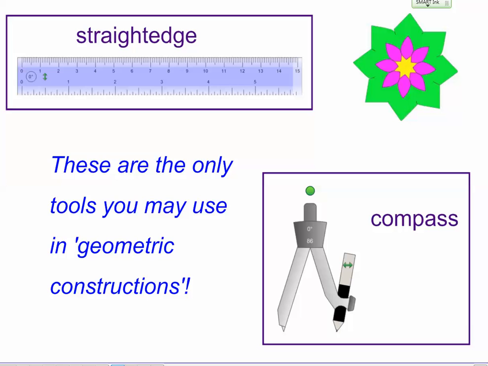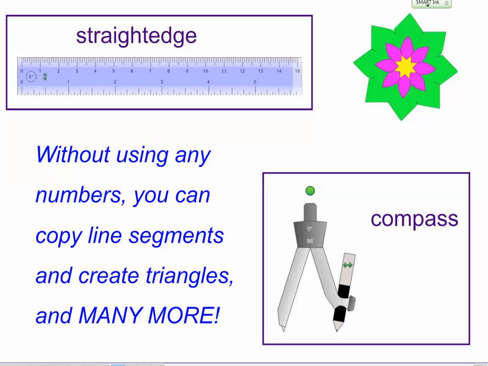Okay, today we really work with geometric constructions, and remember these are the only tools you can use when you make a geometric construction. This is an example of a construction, and you may not use any of the numbers. We call it a straight edge because you're just using the straight edge on the ruler, and you're not using any numbers on the compass. We're simply using a straight edge, compass, and your pencil to make geometric constructions.